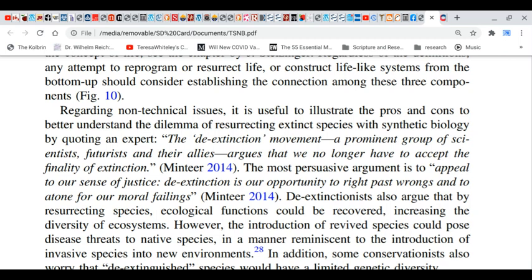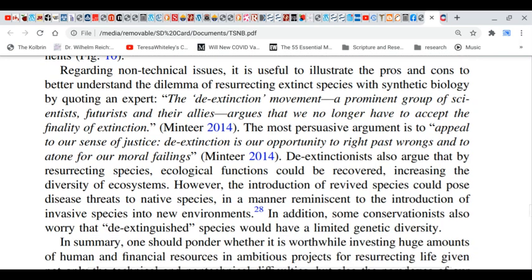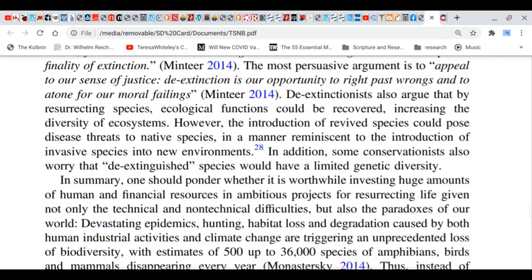De-extinctionists also argue that by resurrecting species, ecological functions could be recovered, increasing the diversity of ecosystems. However, the introduction of revived species could pose disease threats to native species in a manner reminiscent of the introduction of invasive species into new environments. In addition, some conservationists also worry that de-extinguished species would have a limited genetic diversity.